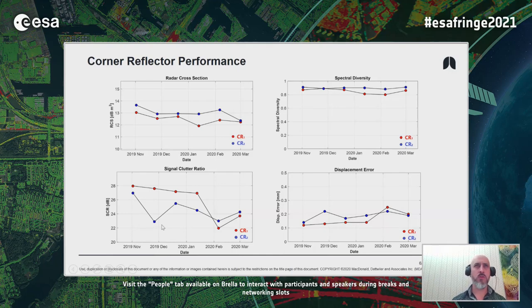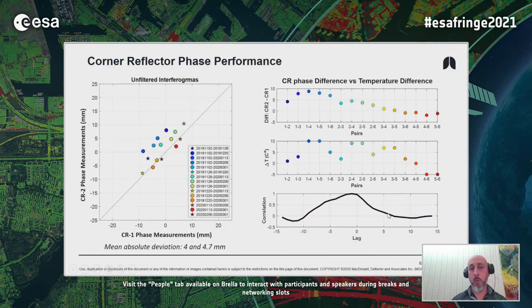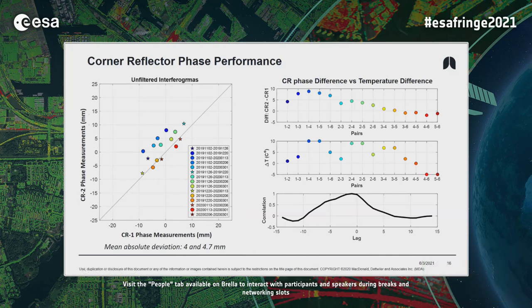It's considered that around 16 to 18 dB, even if it's pushed above 13 dB, we can have good phase measurements. And this can be directly translated into displacement error that persistently remains below 0.2 millimeters. Also, we did a one-to-one comparison between the phase measurements of both corner reflectors. These were separated by around 30 meters. And we can observe that, yes, the phase is consistent. It lies very nicely along the one-to-one line.